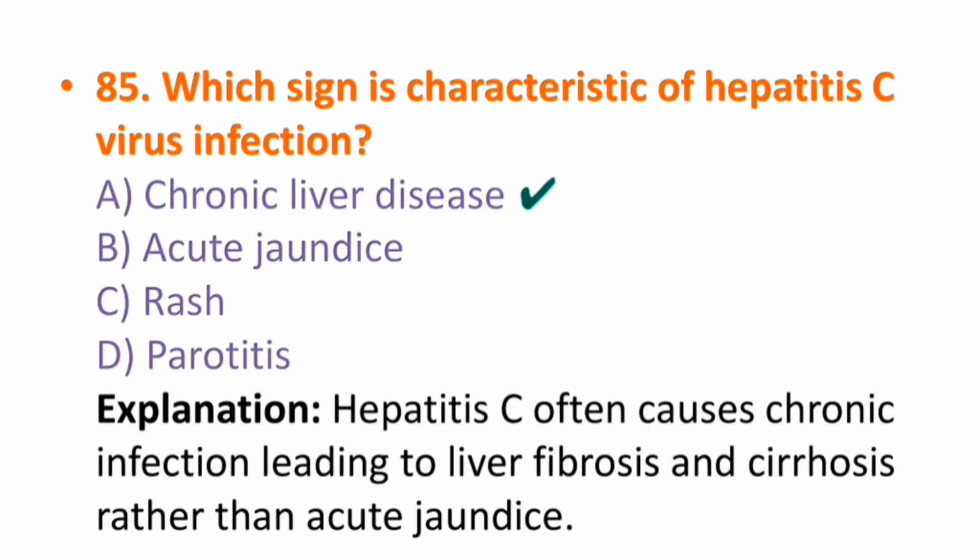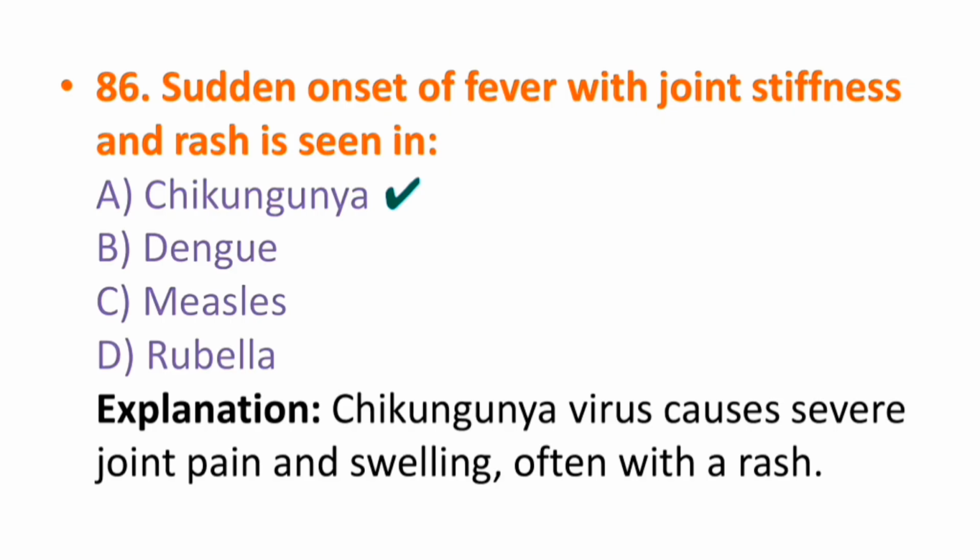Which sign is a characteristic of hepatitis C virus infection? Option A, chronic liver disease; option B, acute jaundice; option C, rash; option D, parotitis. The correct answer is option A, chronic liver disease. Hepatitis C often causes chronic infection leading to liver fibrosis and cirrhosis rather than acute jaundice. Characteristic of hepatitis C is chronic liver disease.